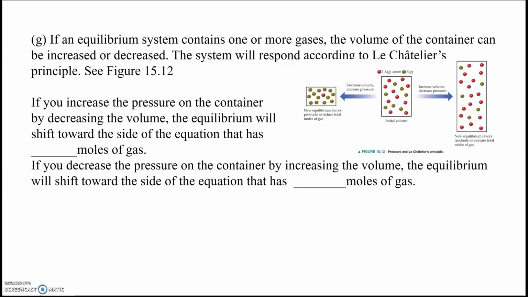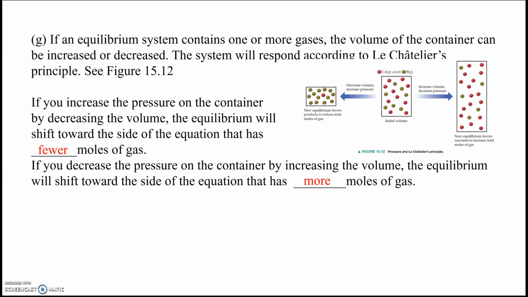So if we increase the pressure on the container by decreasing the volume, the equilibrium will shift towards the side of the equation that has the fewer moles of gas. If you decrease the pressure on the container by increasing the volume, the equilibrium does the other thing. It shifts towards the side of the equation that has more moles of gas.